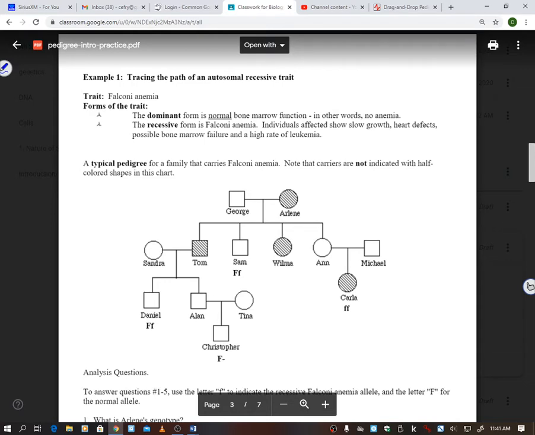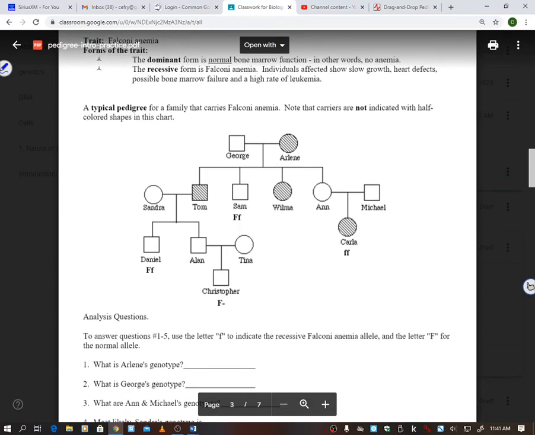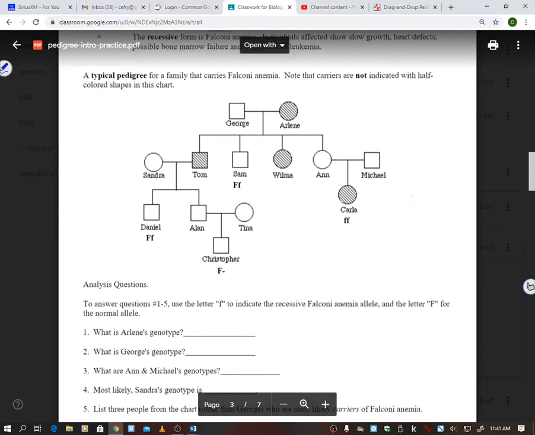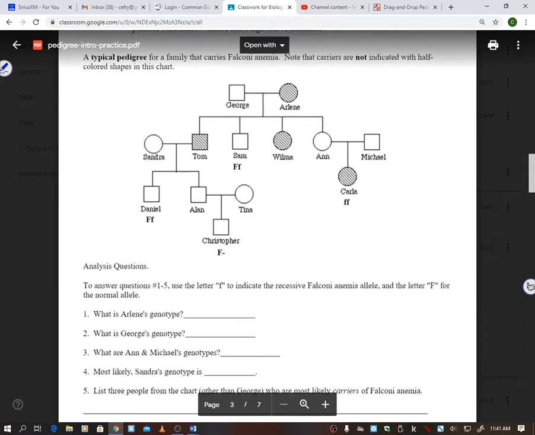Tracing the path for an autosomal recessive trait. Let's see here. This is Fanconi anemia. The dominant form is normal bone marrow function, in other words, no anemia. So this is a recessive. All of this is recessive. So this is a typical pedigree for a family that carries Fanconi anemia. Note that carriers are not indicated with half-colored shapes. Now I do not like this, and you're going to see me half-color them in. I'm just going to write out to the side. So Fanconi anemia, that is the recessive.